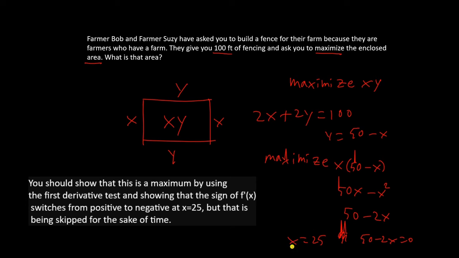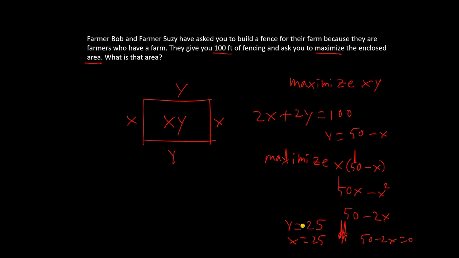So the maximum x value is 25. Since 2x plus 2y equals 100, I know that means y equals 25. The maximum area is x times y, which is 25 times 25, which is 625 square feet. So we just use calculus to determine the maximum fenced area.